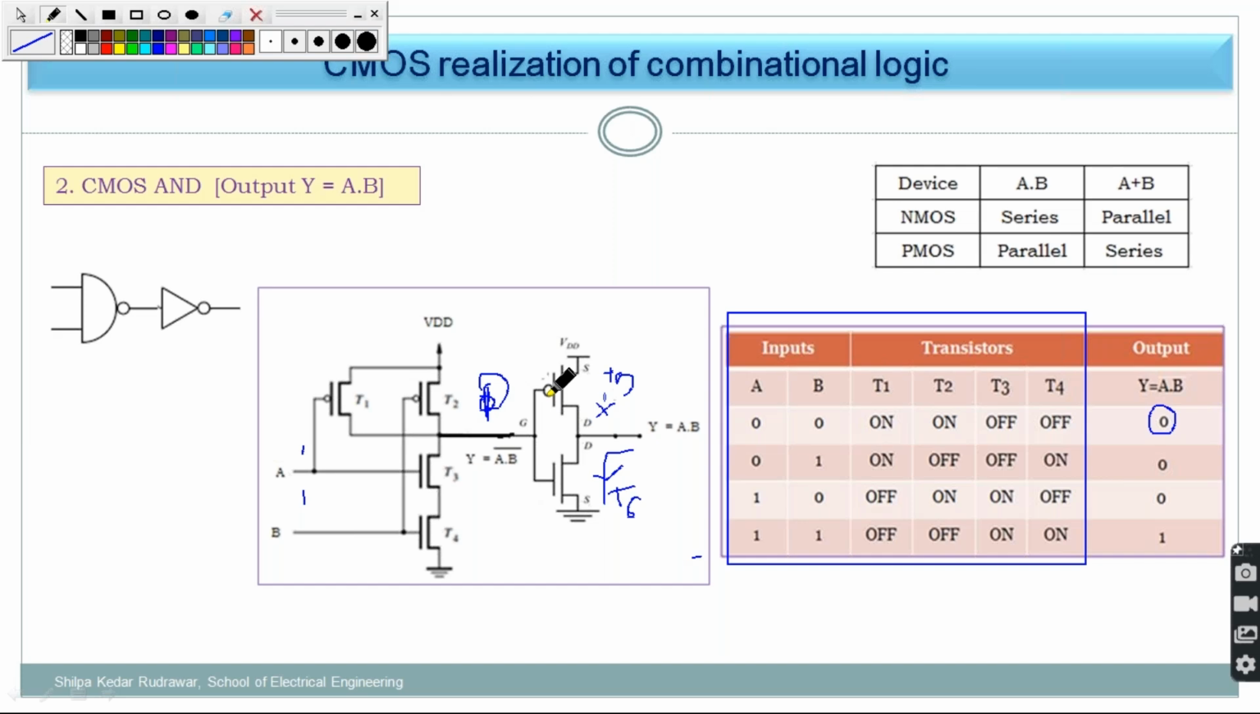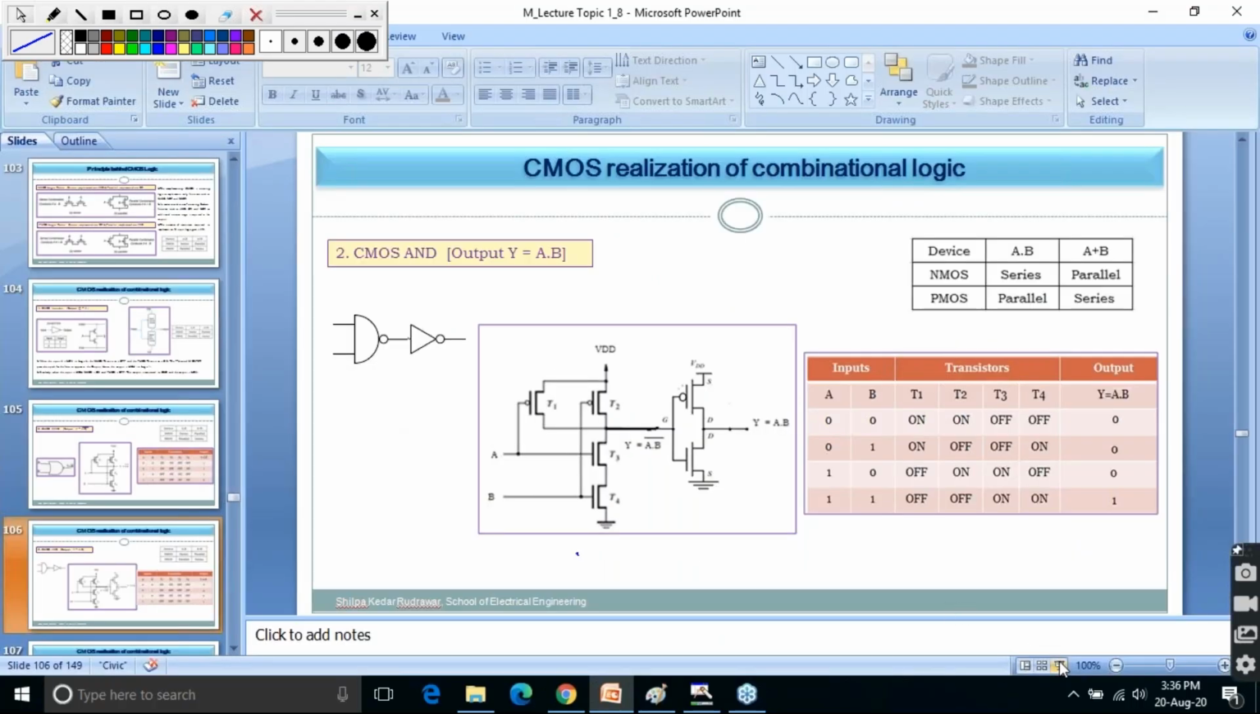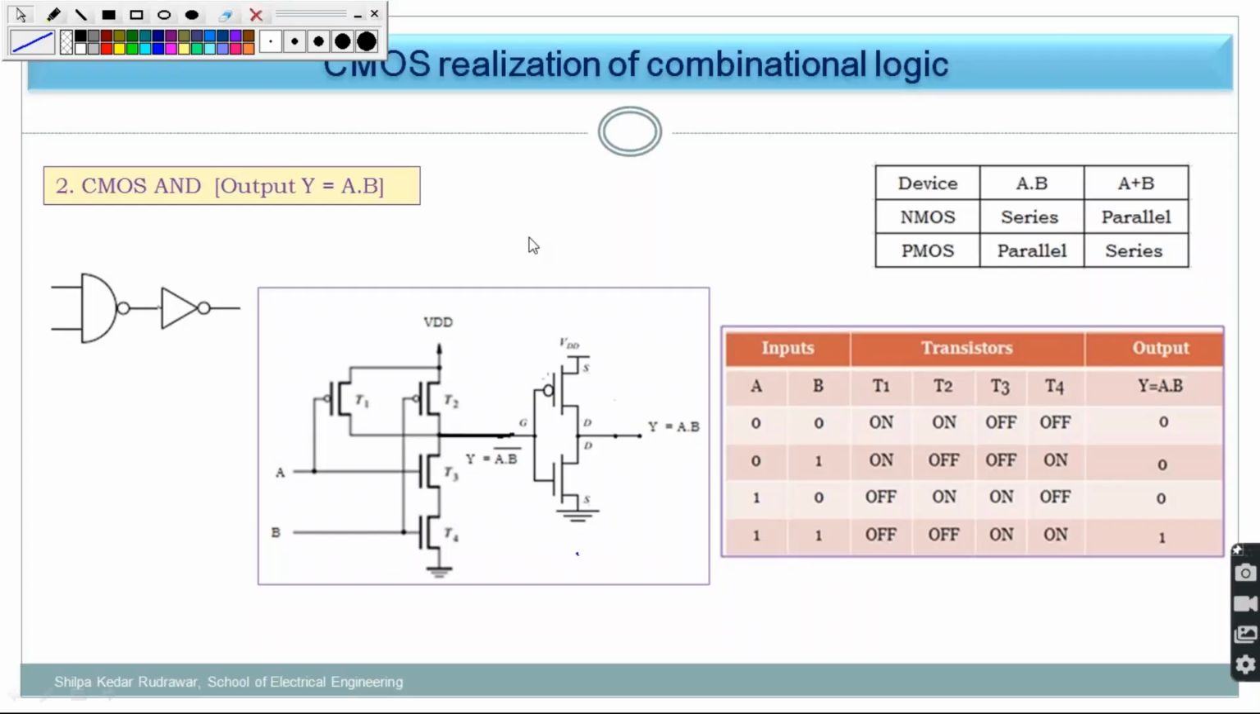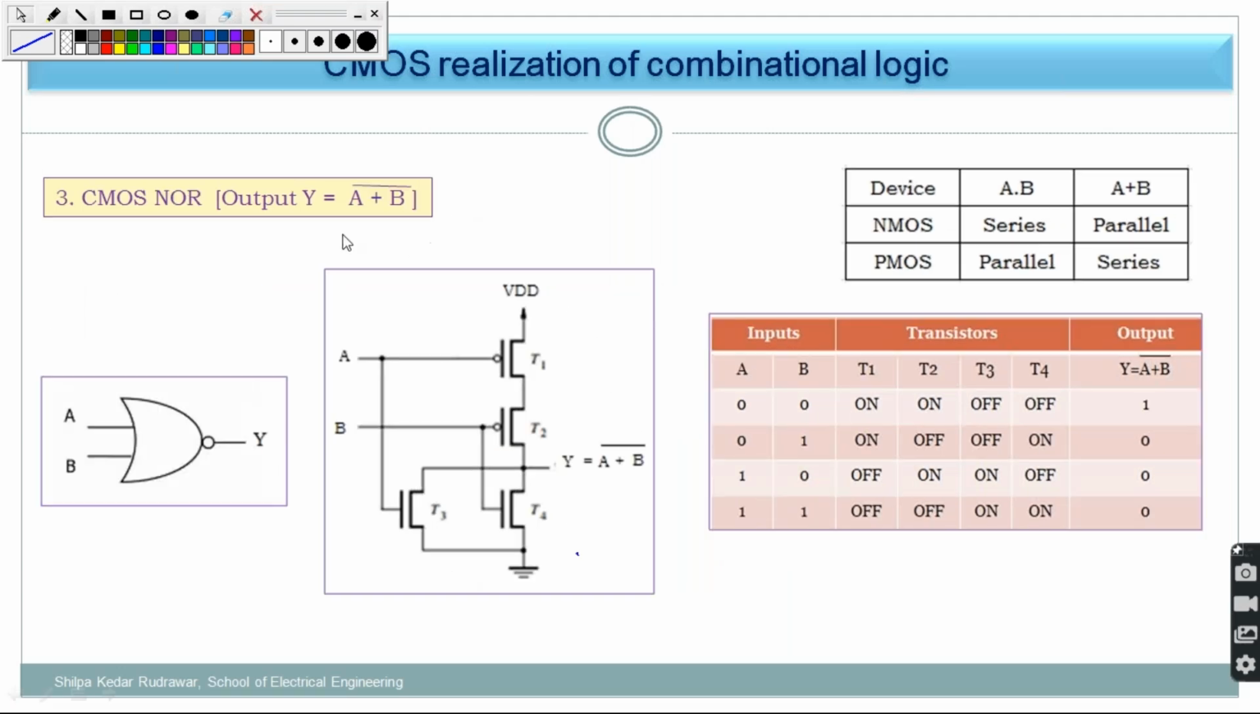So I am moving forward. How to implement inverted logic as well as non-inverted logic, I already told you. In the same way you need to implement any equation in your book, just take it and try to implement. So I'm moving forward. So what is this?